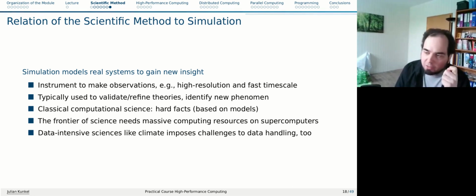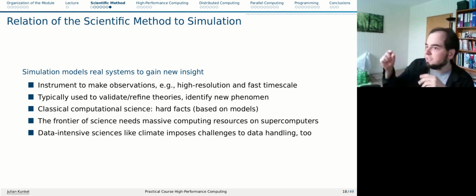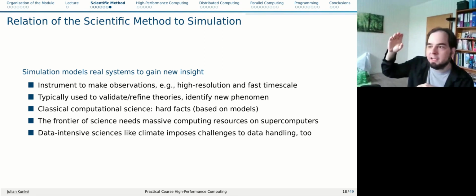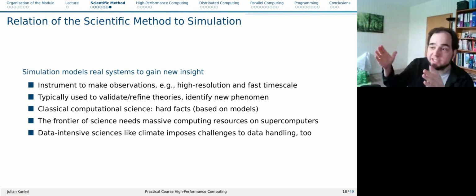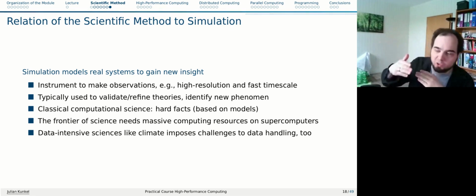So simulation can be used to, for example, simulate something that happens by modeling the real world, but at the same time, you can also use a real instrument, such as a microscope, ultra fast microscopes with high resolutions, and you feed this data into simulations.